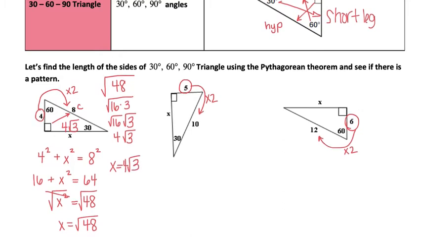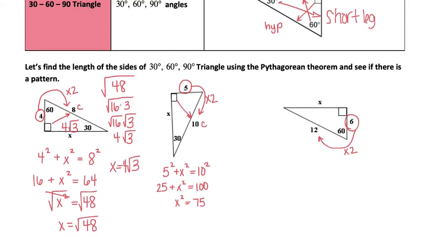Good deal. Now let's look at this next one. So we'll have 5 squared plus x squared equals 10 squared. We know 10 is going to be c because it's across from my right angle. 5 squared is 25 plus x squared equals 10 squared is 100. We'll subtract 25 from both sides and get 75. And then we'll take the square root of both sides. Squared and square root cancel out, so we're just left with x. And then we have that square root of 75 that now we need to simplify.